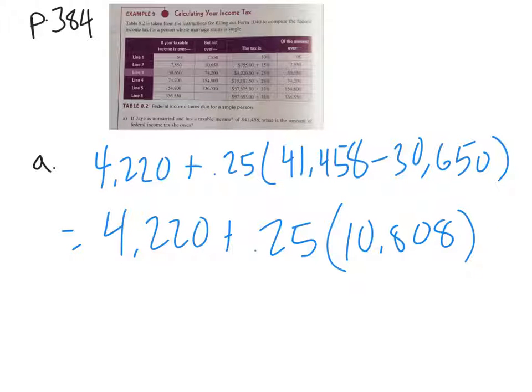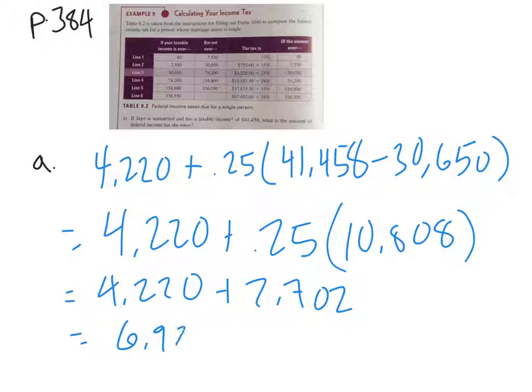And then when you multiply it by the 0.25, you will get 2,702. And then lastly, add these two numbers together. You should get 6,922. All right, so according to this table, an unmarried person that had a taxable income of $41,458 would end up paying income tax of $6,922, according to this table.